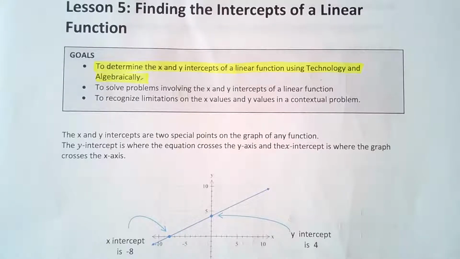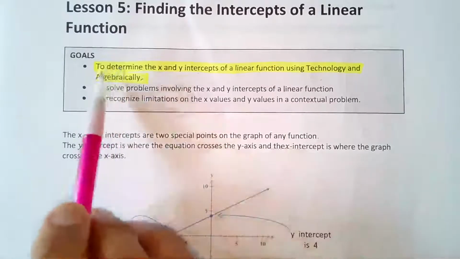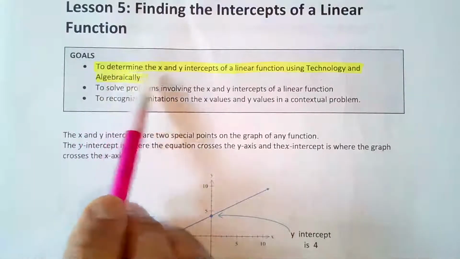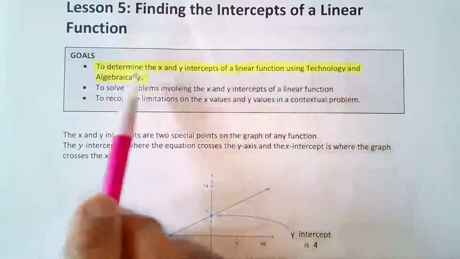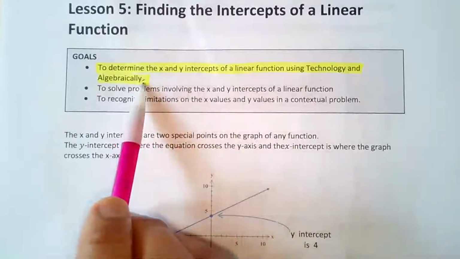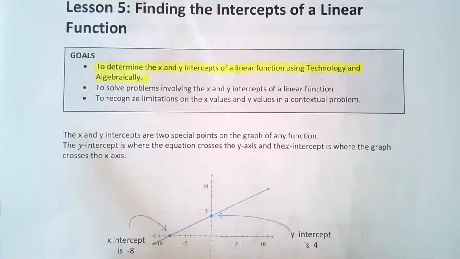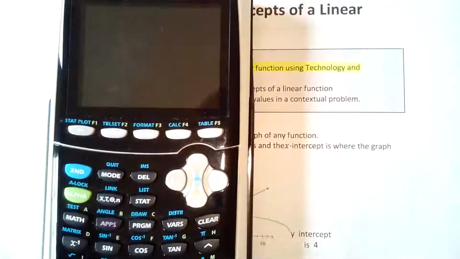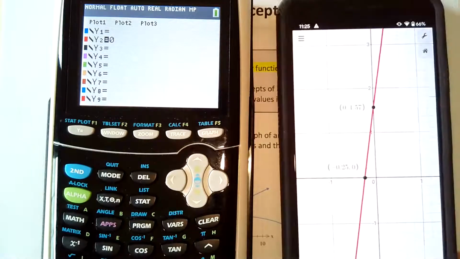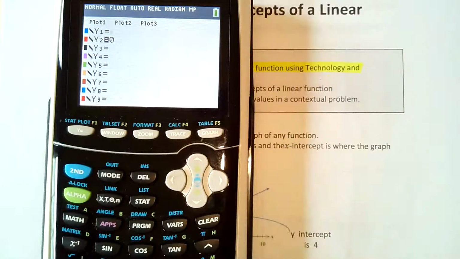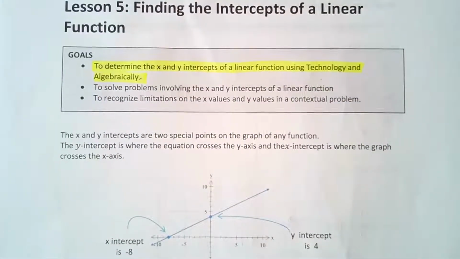In the two previous lessons, we determined the x and the y intercepts of a linear function using technology and using the algebraic method. We determined it algebraically, as well as using your graphing calculator. We could use, and we also use, Desmos. And also we use the algebraic method.